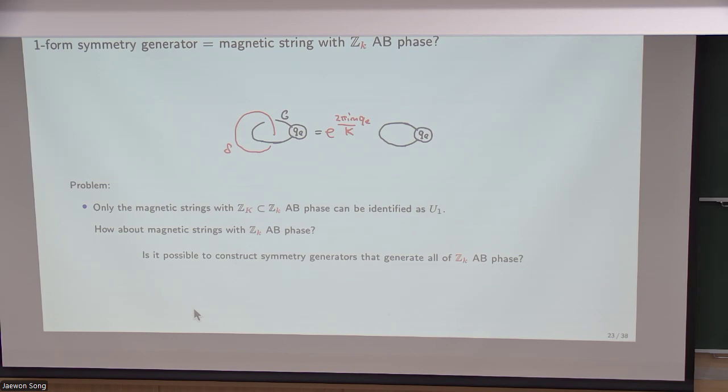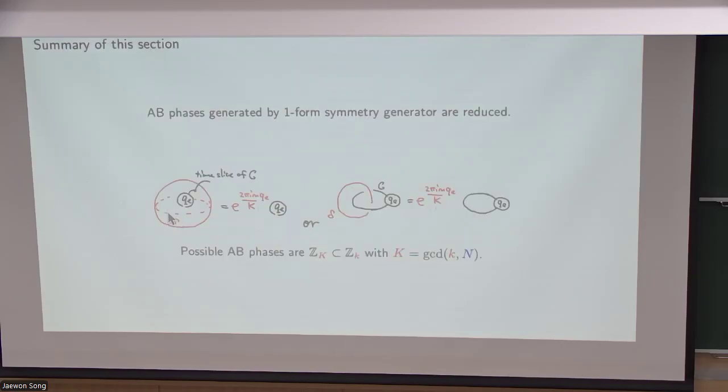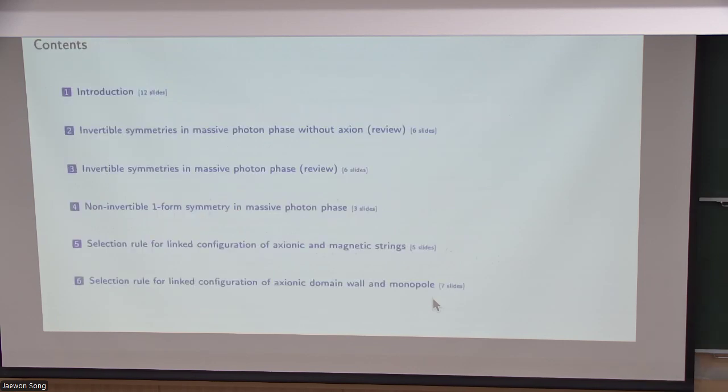So how about other magnetic strings with the small k Aharonov phase? Is it possible to construct symmetry generators that generate all of the small k Aharonov phases? So the summary of this section is as follows. The Aharonov phase generated by the one-form symmetries is reduced in the presence of the axion photon coupling. And the possible Aharonov phase is given by the greatest common divisor of the charge of the Higgs field and the axion photon coupling. So let me resolve this question in the next section.